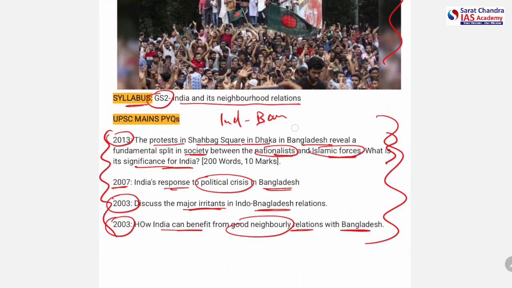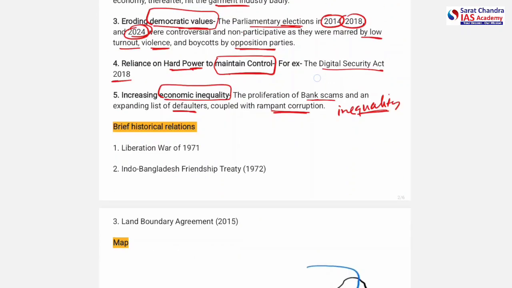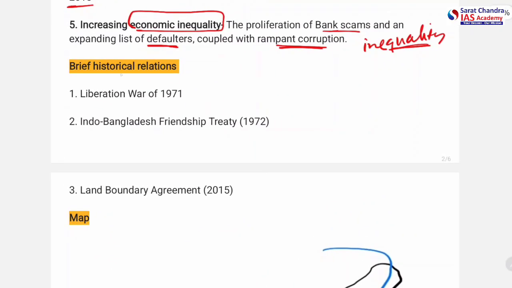As we have seen, there has been a question on this also, that what are the different factors for the current development in Bangladesh. I think in 1996 UPSC has asked. But those questions are not important, but that shows us what level UPSC can go in a particular topic. Okay, so next, brief history about the India-Bangladesh relation.